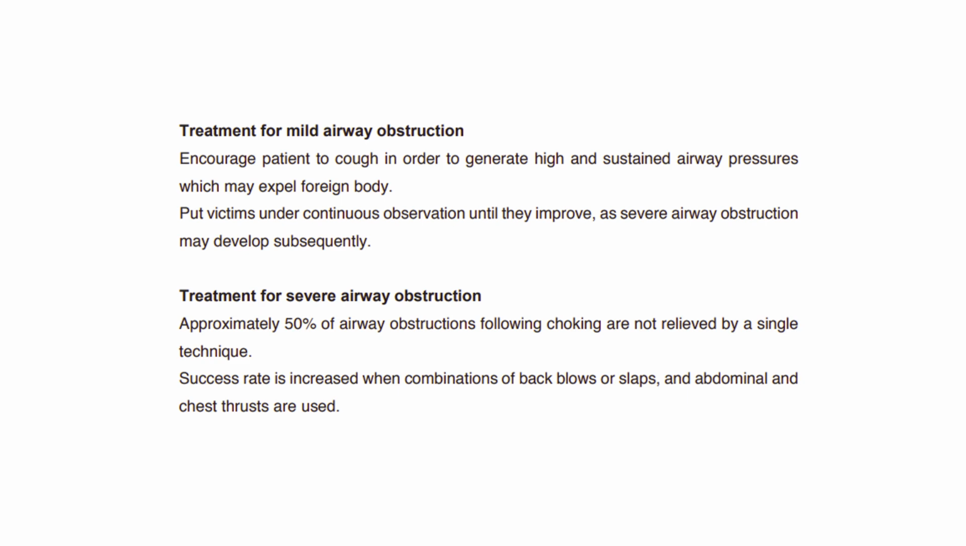So, treatment for mild airway obstruction: encourage the patient to cough in order to generate high and sustained airway pressure, which may expel the foreign body. Put victims under continuous observation until they improve, as severe airway obstruction may develop subsequently. And treatment for severe airway obstruction: approximately 50% of airway obstructions following choking are not relieved by a single technique. So the success rate is increased when a combination of back blows or slaps and abdominal and chest thrusts are used.